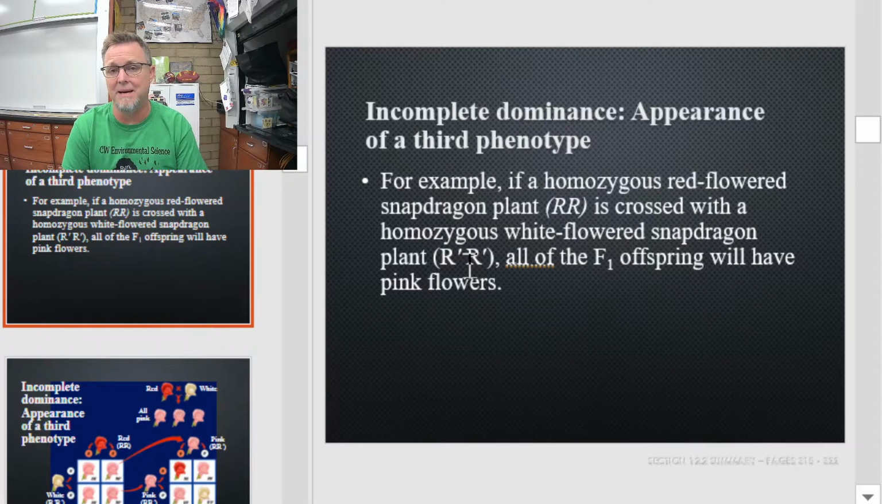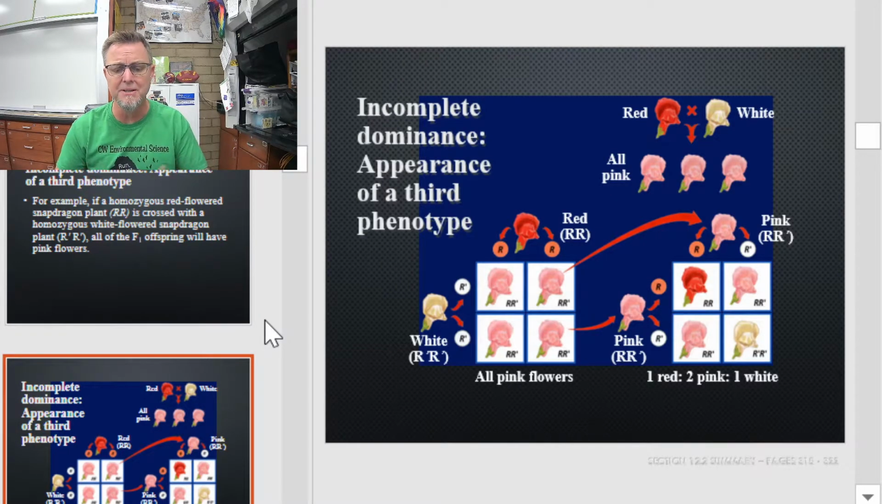So here's some examples using snapdragons as opposed to pea plants. In snapdragons, we're going to look at flower color. A homozygous red-flowered snapdragon plant, big R, is going to be crossed with a homozygous white-flowered snapdragon, which is big R prime, and in this case, all of the offspring would have pink flowers. Blending, okay? So here's that cross.